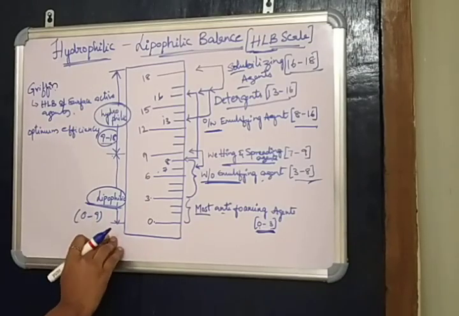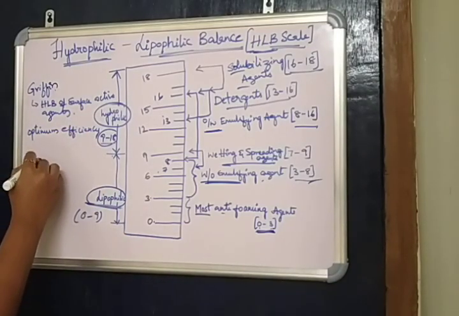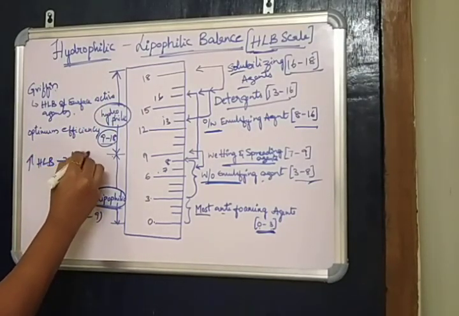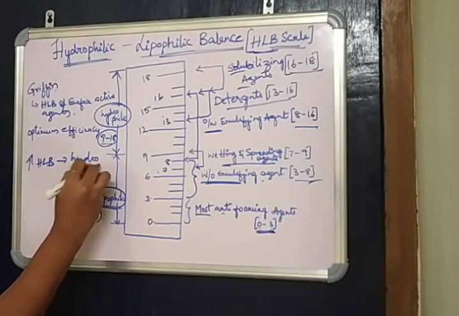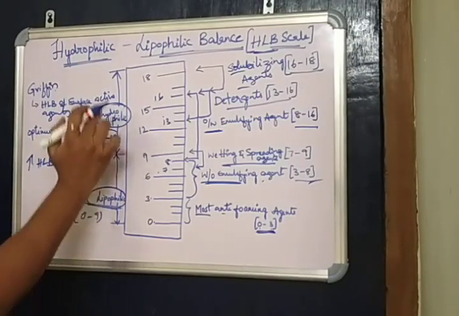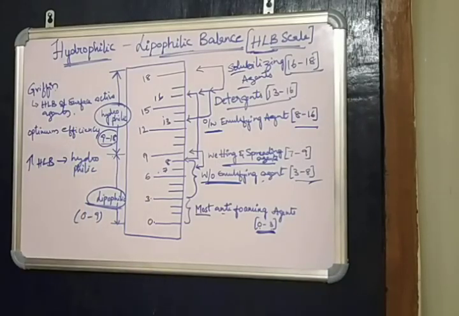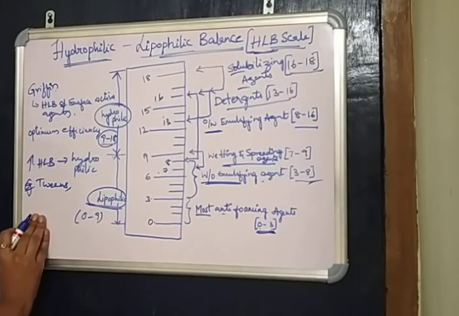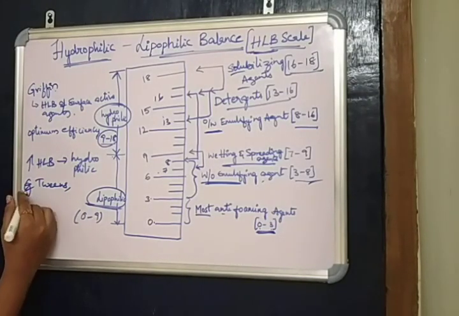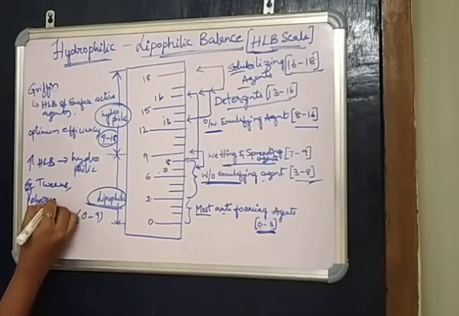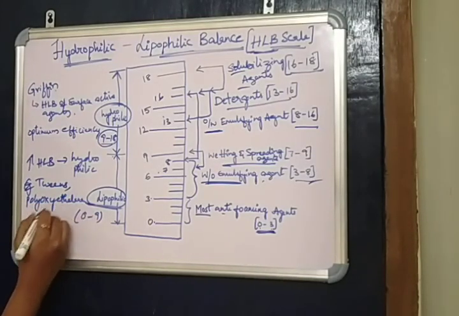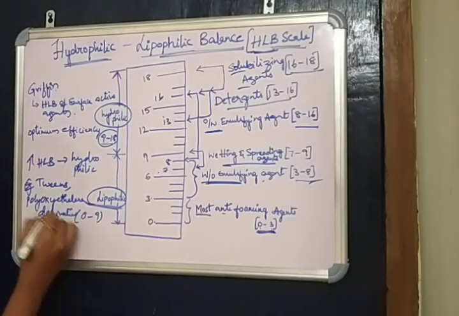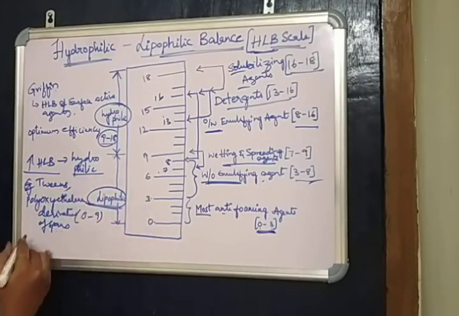In this HLB scale, the higher the HLB value, the more hydrophilic the agent is. Examples are Tweens, such as Tween 80, which are polyoxyethylene derivatives of Spans. Higher the HLB, more hydrophilic.